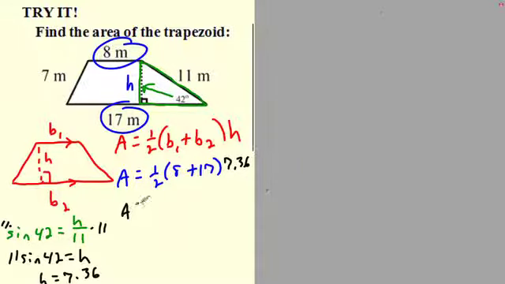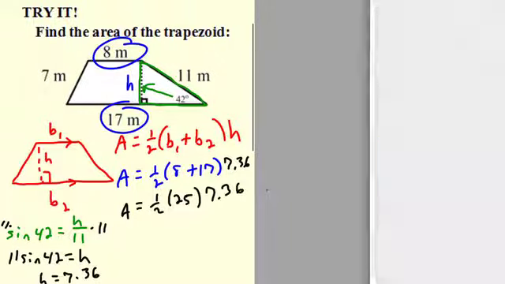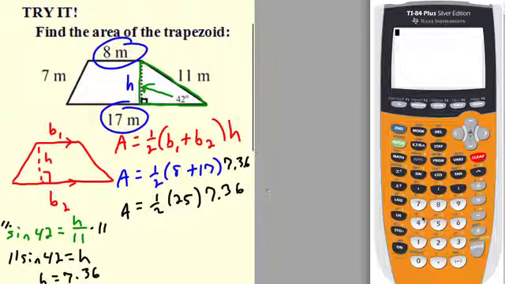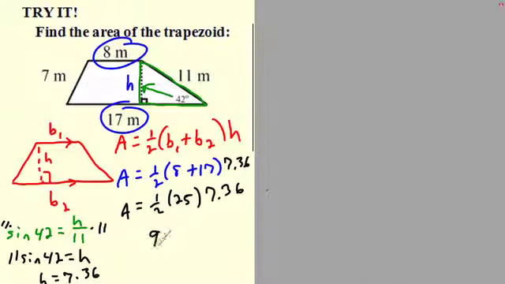If you want to simplify a little bit on your own, you're doing 1/2, 8 and 17 is 25. But at some point, I'm going to have to go to the calculator to get these decimals. So let's do it. I'm going to go 0.5 is my half, times 25, times 7.36, and I get 92. So that is my answer, 92. What am I in? Square meters. So that would be the area of this trapezoid.